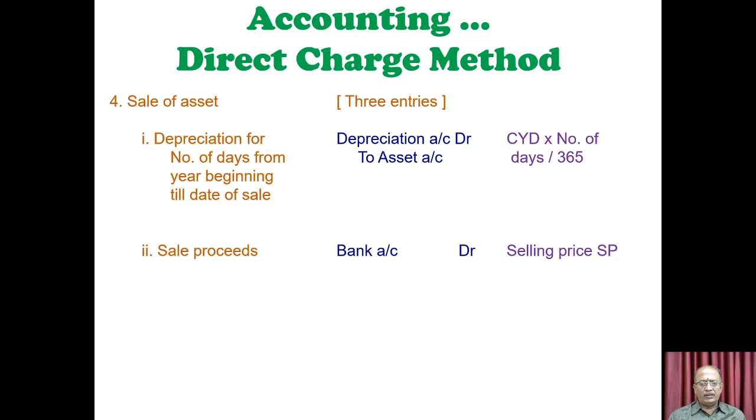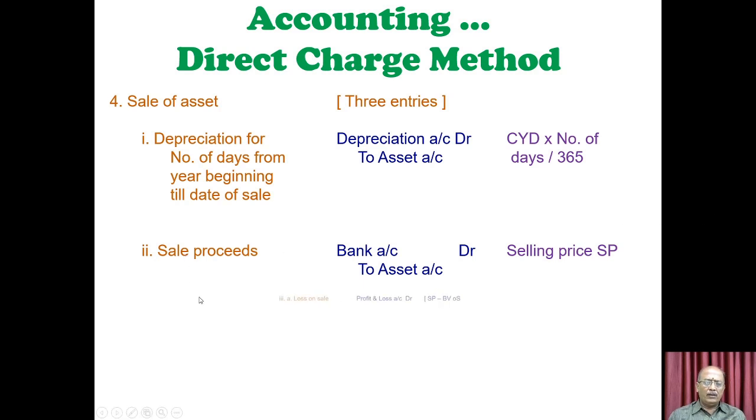Again, next is for sale proceeds. Here for the sale proceeds, actually we receive the amount from somebody, so bank account debtor, to the asset goes out, so asset account. The selling price will be available to us, it will be available in the problem, or in the real world case, you will have the voucher for it.